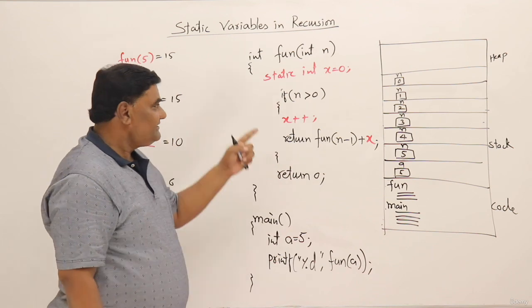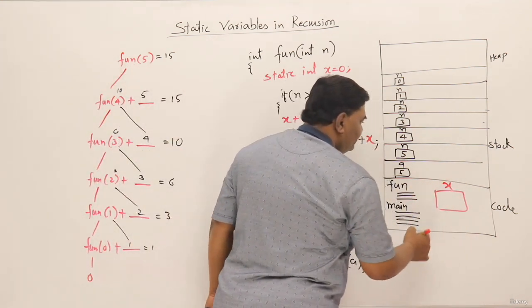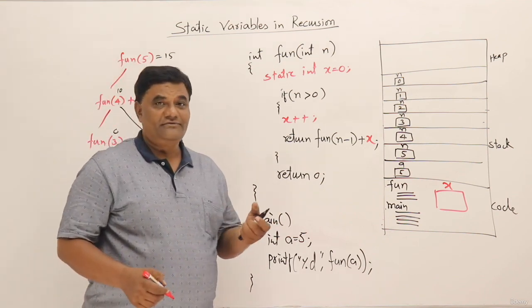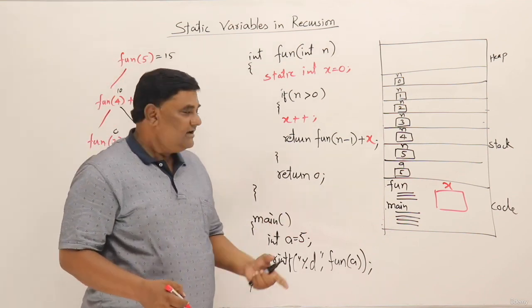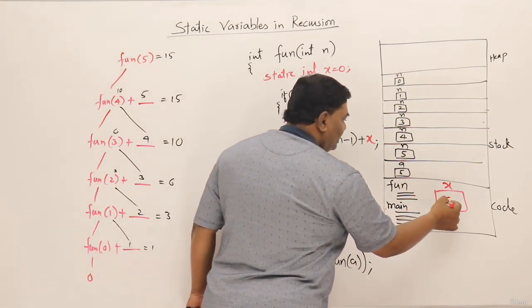So first of all, where are these static variables created? They are created inside the code section. Or rather, there is a subsection of the code section called the section for global variables and static variables. But I'm showing it directly inside the code section. And the value of that one is 0.